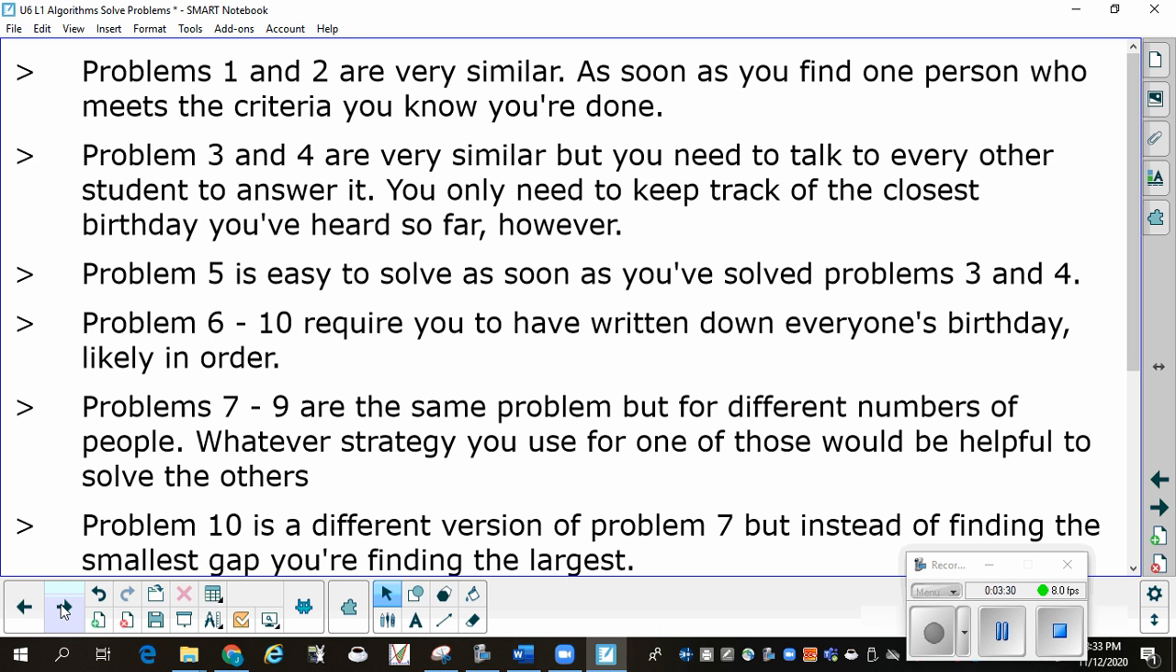the closest. Problems 6 through 10 require you to have written down everyone's birthday, likely in order. Problems 7 through 9 are the same problem for different numbers of people. Whatever strategy you use for one of those would be helpful to solve the others. Problem 10 is a different creature, a different version of problem 7. But instead of finding the smallest gap, you're finding the largest. So notice there's similarities and there's differences.